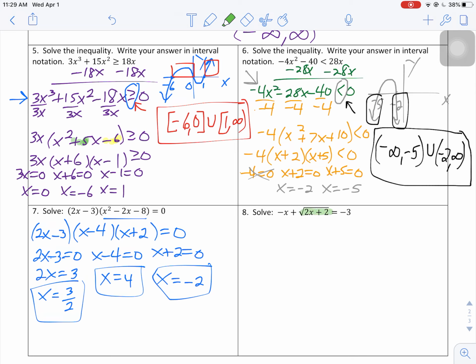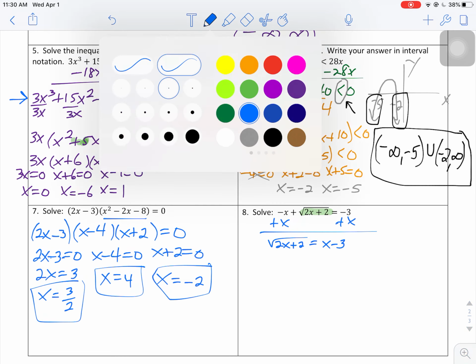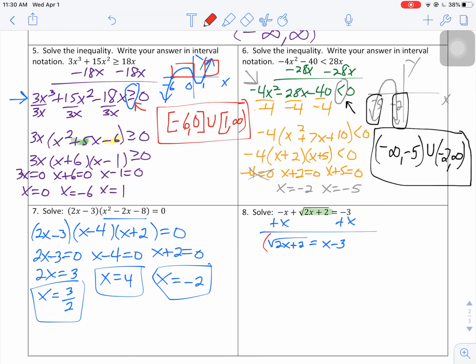On 8, you have a radical. So you have a square root. You have to isolate the part I just highlighted in green first before you try to undo the radical. Meaning I have to add x to both sides of this equation so that I can isolate the square root, the 2x plus 2. From here, since the square root is now isolated, the only way to undo a square root is to square it. Raise it up to the second power.